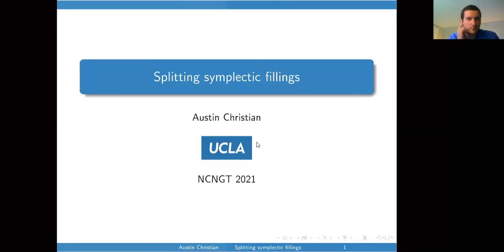So the first talk, I'll give two talks, and the first of these is called Splitting Symplectic Fillings, as you see here. We'll recall the definition of a symplectic filling, and then we hope to develop a technique for analyzing the symplectic fillings of a given contact manifold. I would love it if you would butt in with questions, but that feels unlikely.